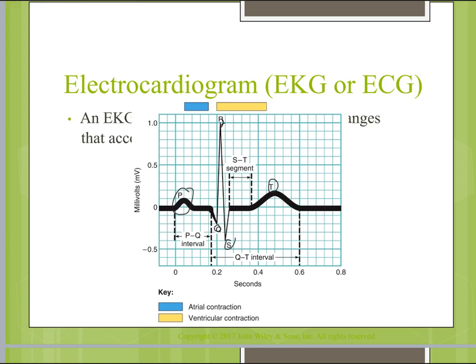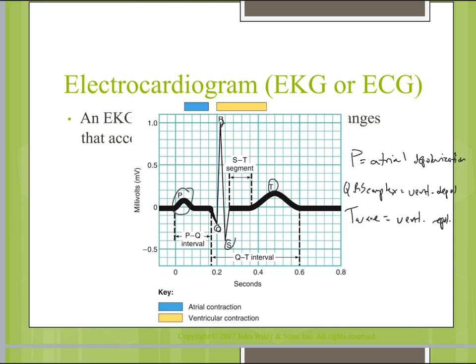So let's start with the P wave. The P wave is equal to atrial depolarization, right? So what does that mean? That means that the atria are contracting. The QRS complex equals ventricular depolarization. So the ventricles are contracting. The T wave equals ventricular repolarization, right? So now the ventricles are relaxing, they are regaining and coming back to resting membrane potential, ready to start another cycle. So this is one cycle, right?